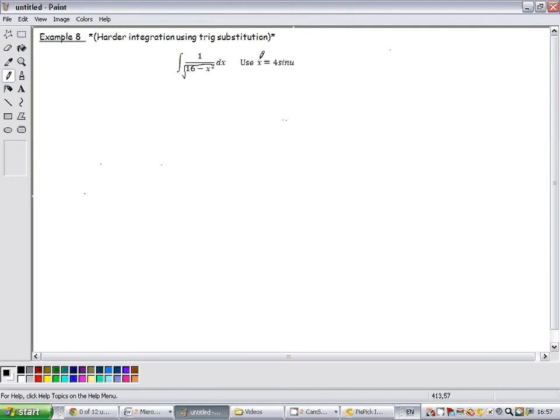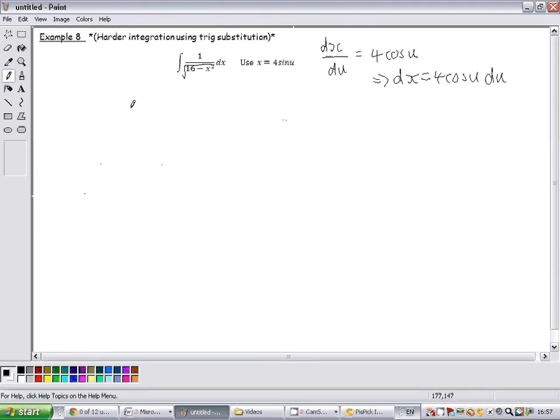Slightly different. x is in terms of u rather than u being in terms of x. So when we differentiate, we'll actually be doing dx by du to start off with. So that will be 4 cos u, and then cross multiplying, dx is 4 cos u du.